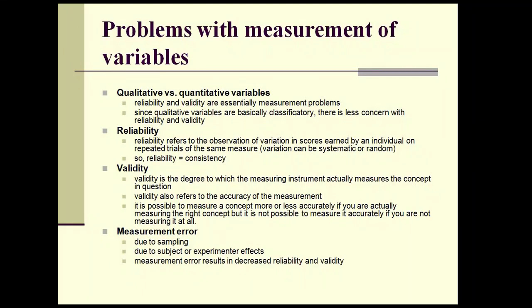And there is scope for certain measurement errors. What are the measurement errors? It may occur due to sampling. The wrong sample is chosen for the research. It may occur due to subject or experimental effects. It may occur due to measurement error, which results in decreased reliability and validity.